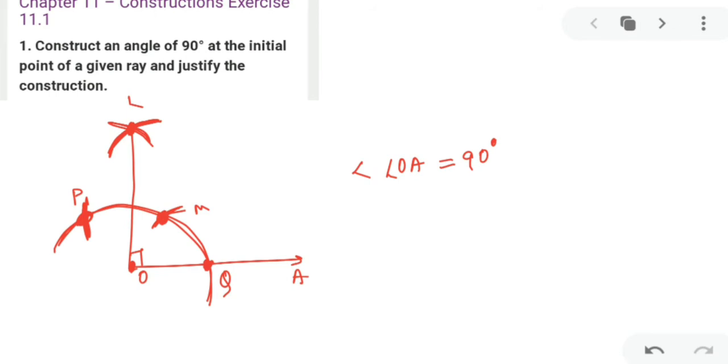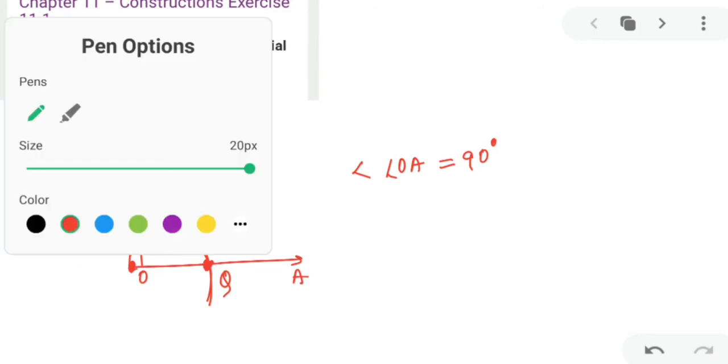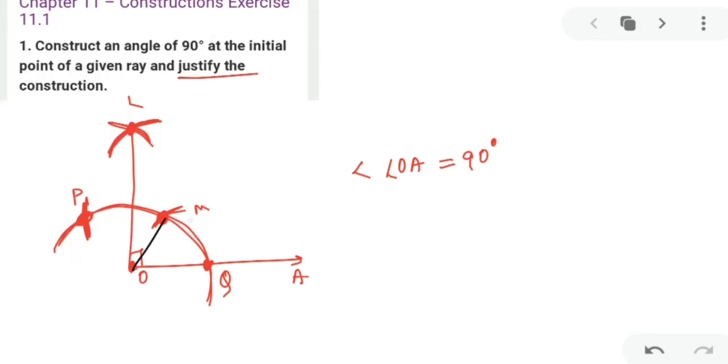Now, my dear kids, if you want the justification of this, because it's given that you have to justify, what you can do is join OM and join MQ. If you notice, OM and MQ are equal in measurement to OQ, because we have taken the same measurement, we did not change it. So OM is equal to MQ is equal to OQ. Therefore, this is an equilateral triangle, 60 degrees each.